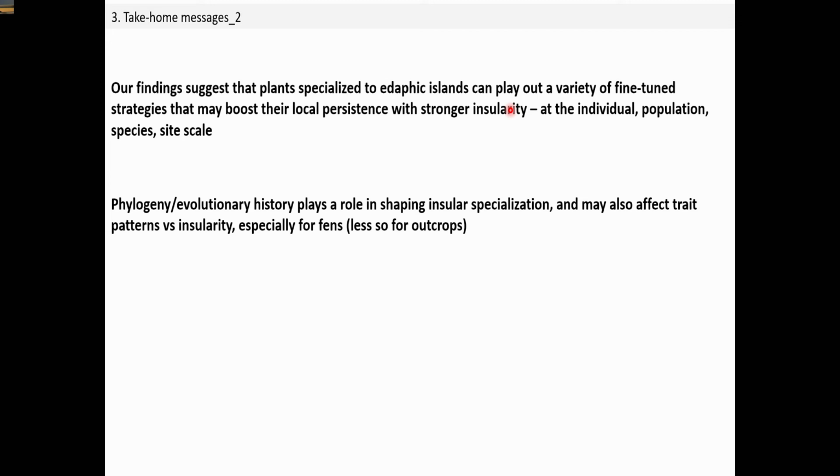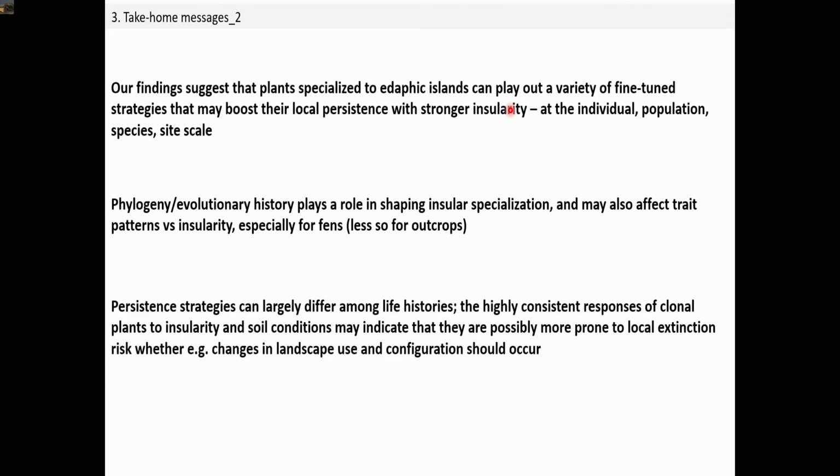Phylogeny and therefore evolutionary history seem to play a role in shaping insular specialization and may also eventually affect trait patterns versus insularity, especially for ferns, but not so much for outcrops. And we will see what happens once we have results from mountaintops, which are on the way. And that persistence strategies can largely differ among life histories. The highly consistent responses of clonal plants to insularity and soil conditions may indicate that these species are possibly more prone to local extinction risk, whether, for example, changes in the landscape configuration or land use may happen.